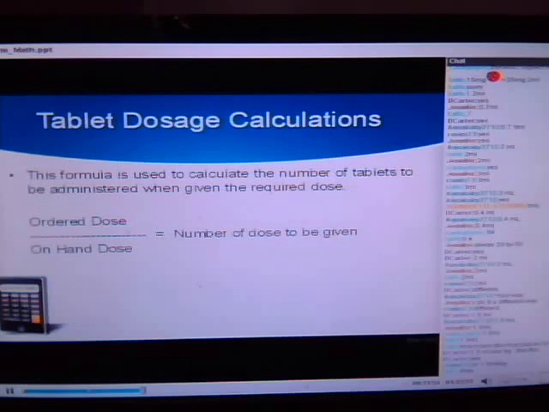So let's go with the tablet dosage calculations. This is very simple, right? You have the ordered dose over the on-hand dose, and that is the amount that you would give to your patient. This is pretty simple. This is why you probably won't run into it on the NCLEX.